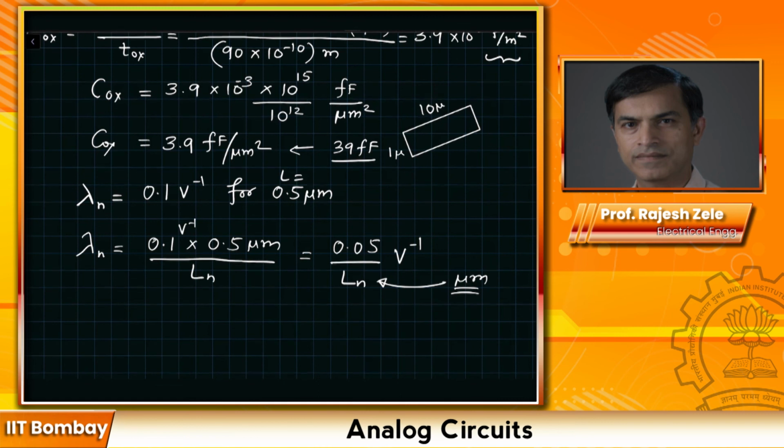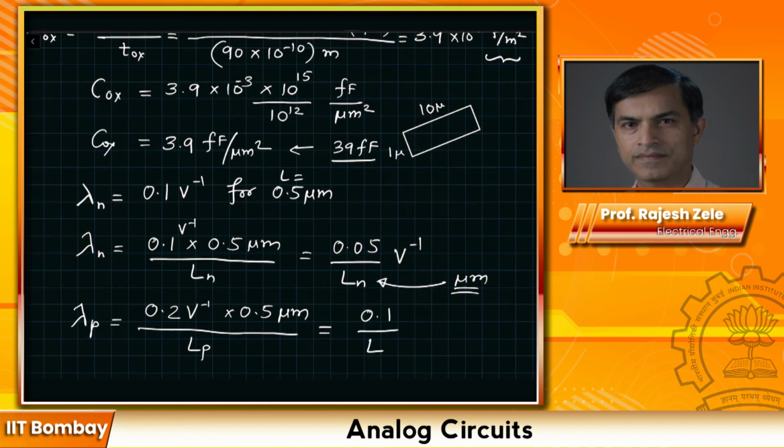Similarly, we can say lambda p is equal to 0.2 volts to the power minus 1 multiplied by 0.5 micron, that's the smallest channel length that you can have, divided by Lp. That is equal to, here again, 0.1 divided by Lp volts to the power minus 1. And you just have to simply substitute Lp in micron.